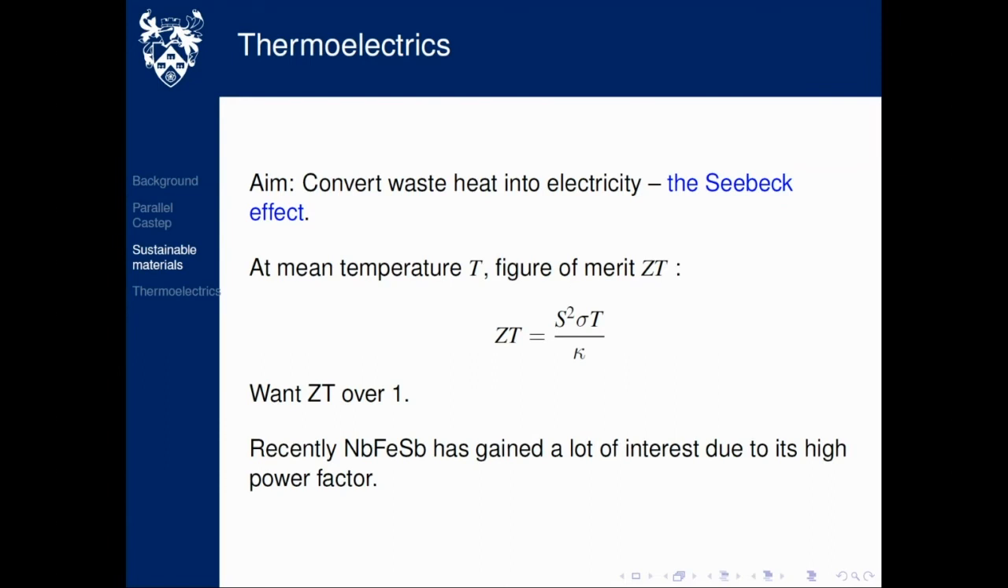Now recently, niobium iron antimonide has gained a lot of interest because it can generate a lot of electrical power. So that's what we simulated using CASTEP. We simulated the electrical conductivity, that's sigma in this equation, the thermal conductivity, that's the kappa in this equation, so the denominator, and the intrinsic conversion of heat to electrical power, which is the Seebeck coefficient, the S that's squared in this equation, and T is the operating temperature, the average operating temperature. So that is an input.